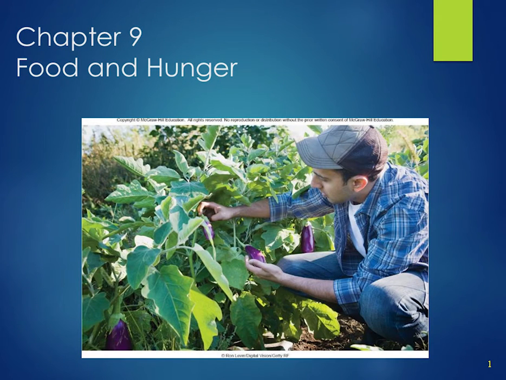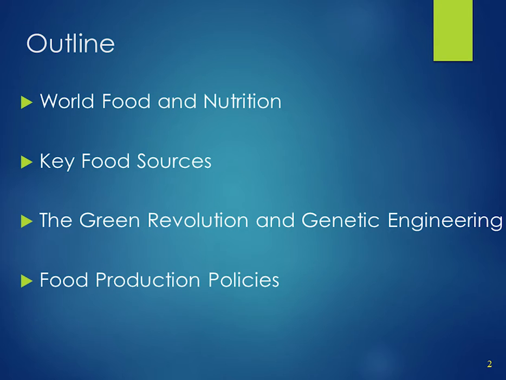Chapter 9: Food and Hunger. As we found earlier, nutrition is important in the global burden of disease. With that in mind, we need to evaluate the level of food production and food available today and what factors affect the level of productivity in agriculture.